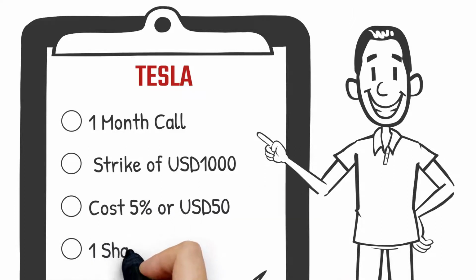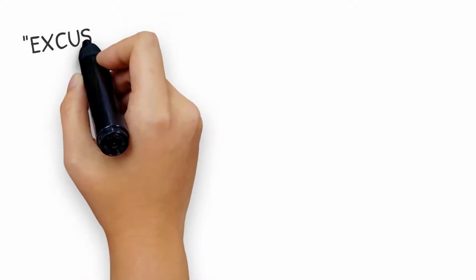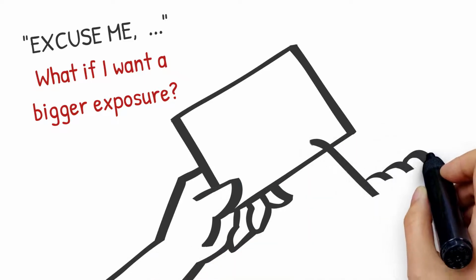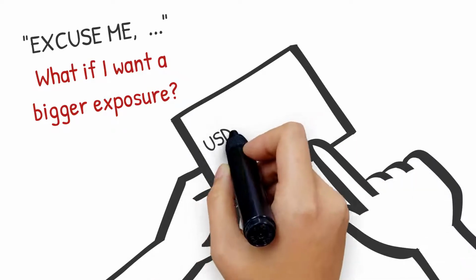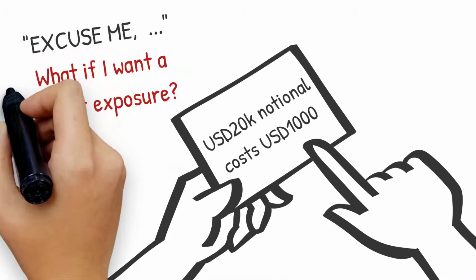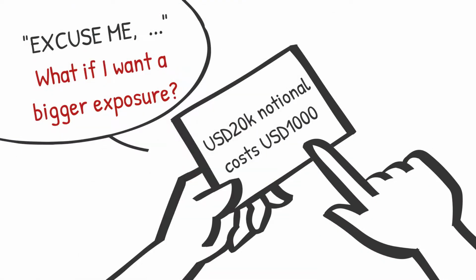You may want larger exposure on, say, 20 shares, and hence the notional value on your option becomes 20 times 1,000 or $20,000. In this case, your total cost ends up being $1,000. For explaining the ideas in this video, though, we will stick to using one share for simplicity.